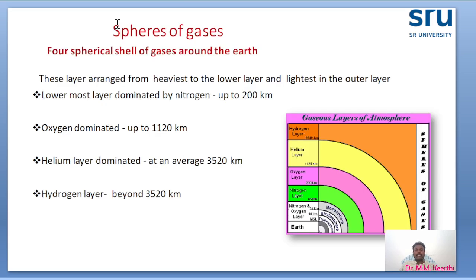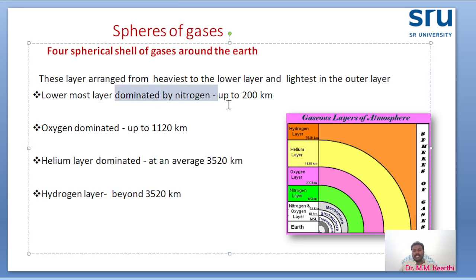And based on these spheres of gases, there are four spherical shells of gases around the Earth's surface. The lowermost layer is dominated by nitrogen up to 200 kilometers. Oxygen is dominant up to 1120 kilometers. At an average of 3520 kilometers, the helium gas is present. Beyond 3520 kilometers, the hydrogen gas is there.